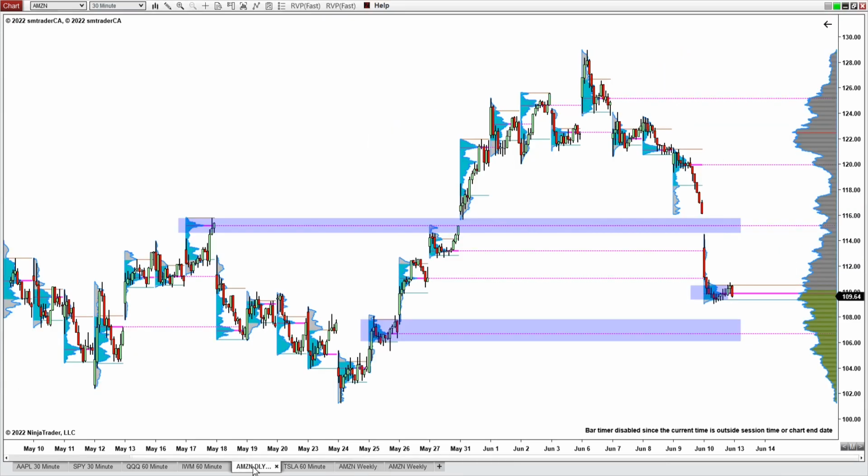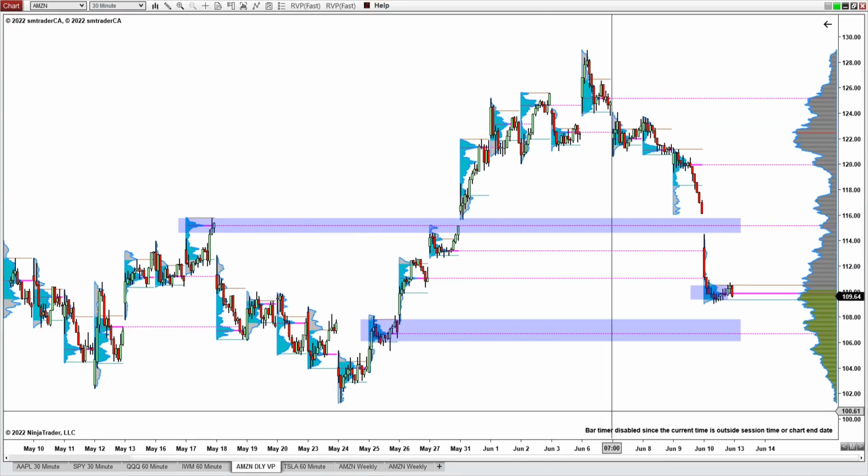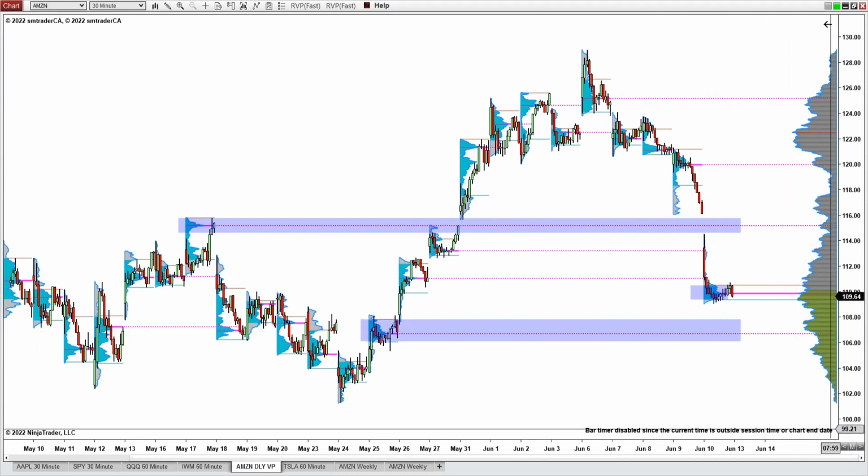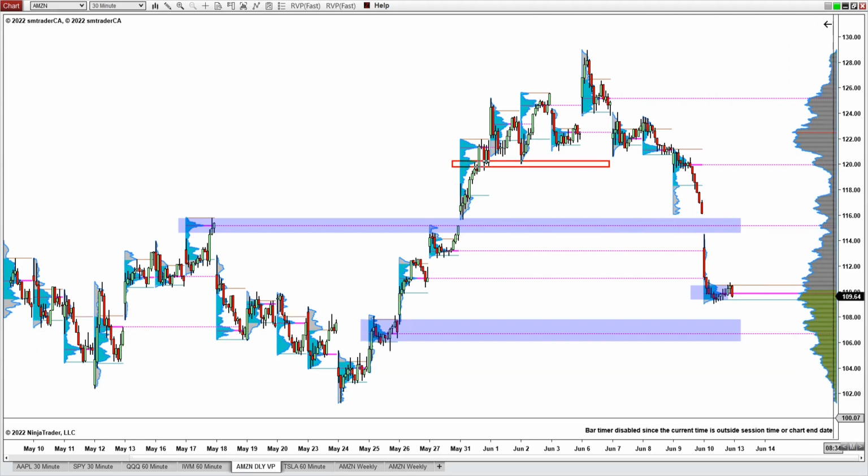Now let's take a look at the daily chart with the volume profile here. First, just looking at the daily price action, you can see that there is this head and shoulders pattern here. If we take a look at this daily chart, here's this low volume zone, and that appears to be the neckline of this head and shoulders.